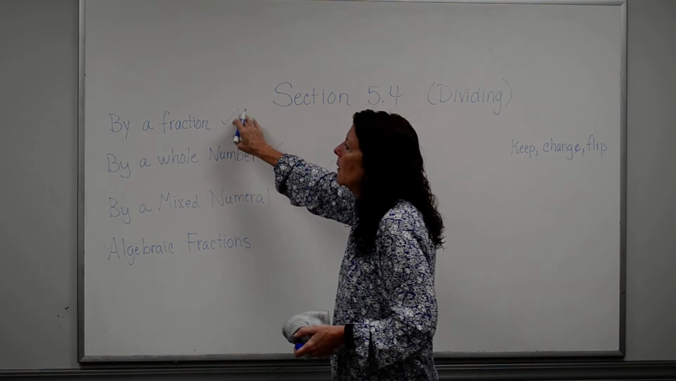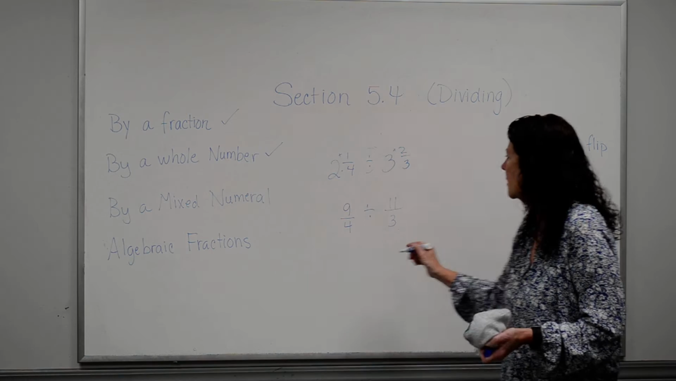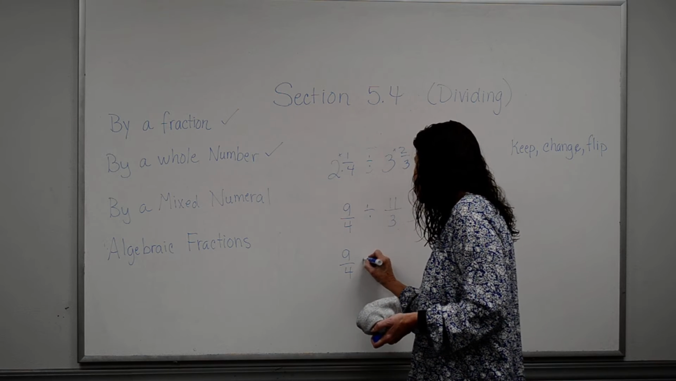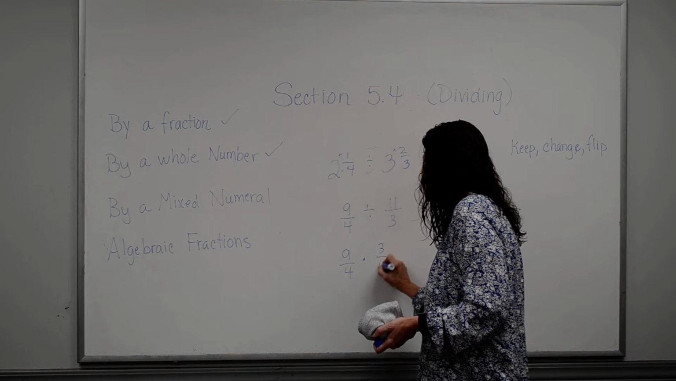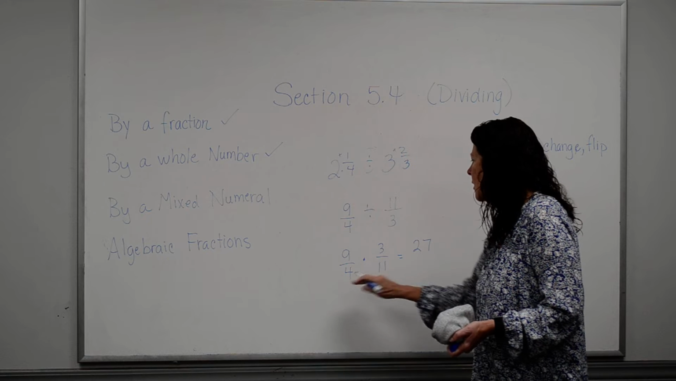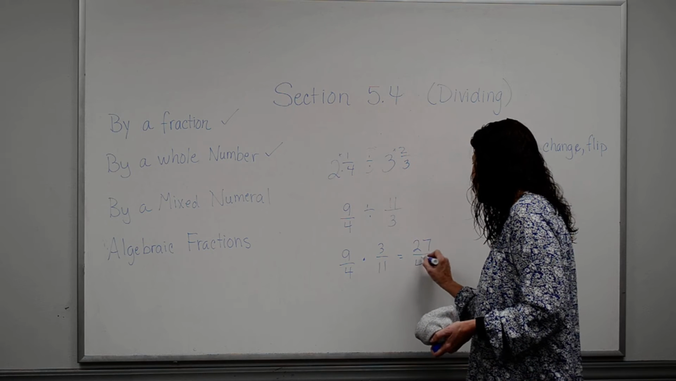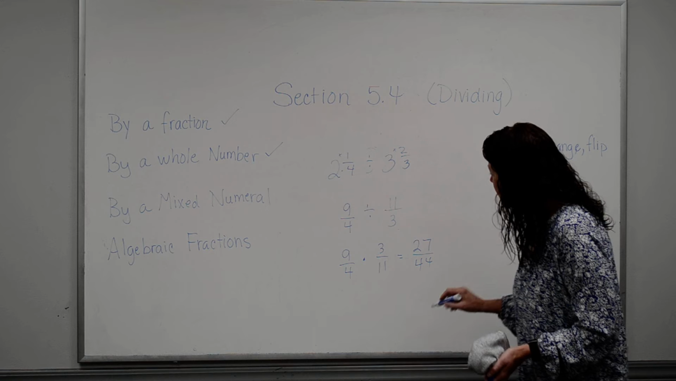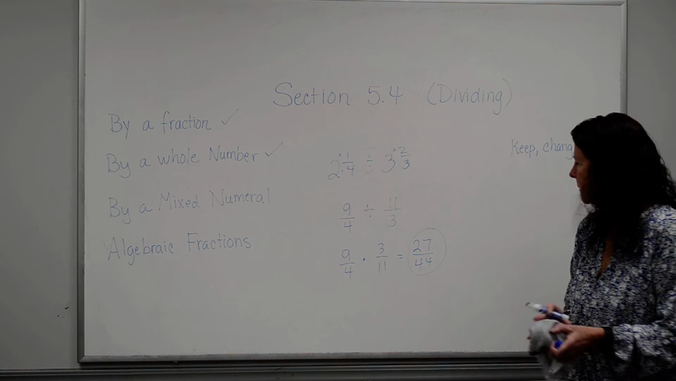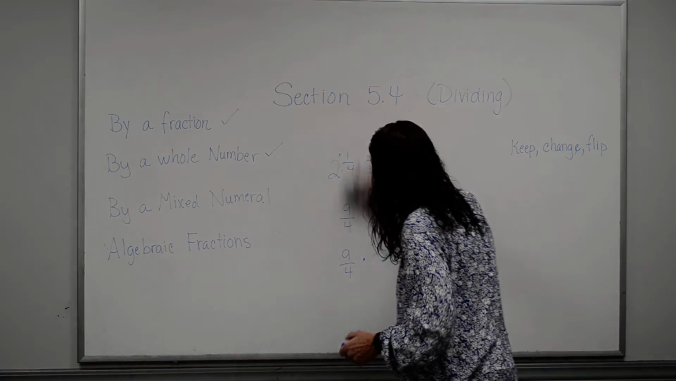Now I'm back here where I'm dividing by a fraction. So I keep, I change, I flip. Okay, 9 times 3 is 27. 4 times 11 is 44. And you cannot reduce that, so that's your final answer. Let's do another one of those.